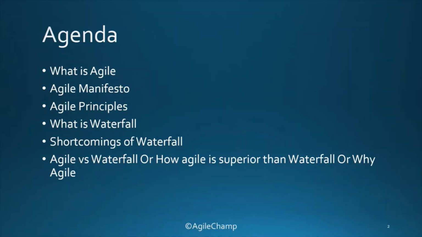Next is: welcome changing requirements even late in the development. Agile processes harness change for the customer's competitive advantage. This principle says that changes in the requirements will be implemented during the development of the product. Next is: deliver working software frequently, from a couple of weeks to a couple of months, with a preference to the shorter time scale. This principle says that the Agile team works in sprints or iterations, ensuring regular delivery of the working software.